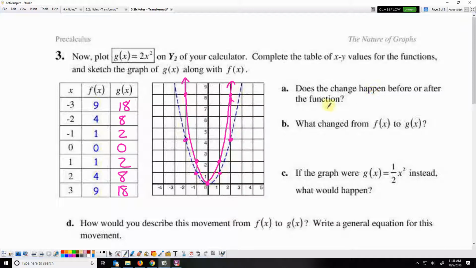Now, does this change happen before or after the function? By order of operations, the squaring happens before the multiplying. So the change happens after the squaring function. What changed? The y values doubled, because we multiplied by 2. So what that really means then is the output was stretched.